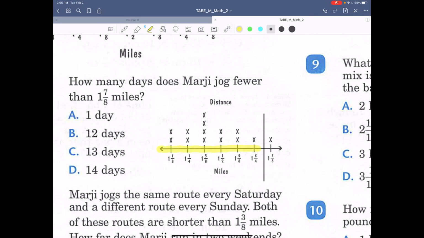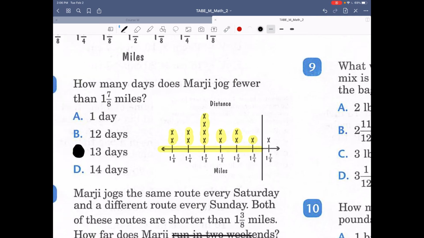So we're looking at this interval on the graph, which would be all of these X's. Count the X's. 8, 10, 12, 13. So C is the answer on this one. Fewer than 1 7/8.